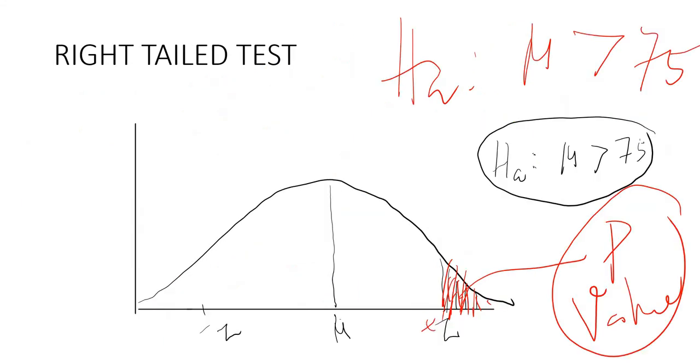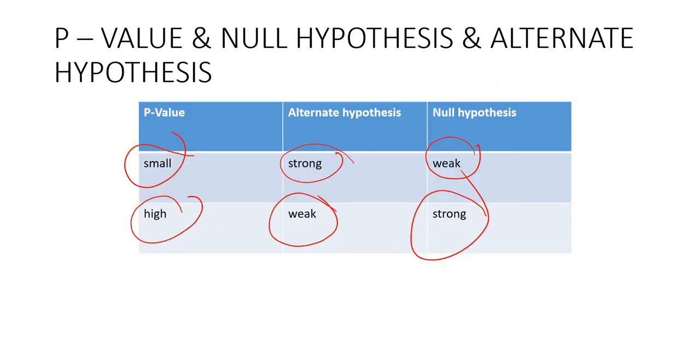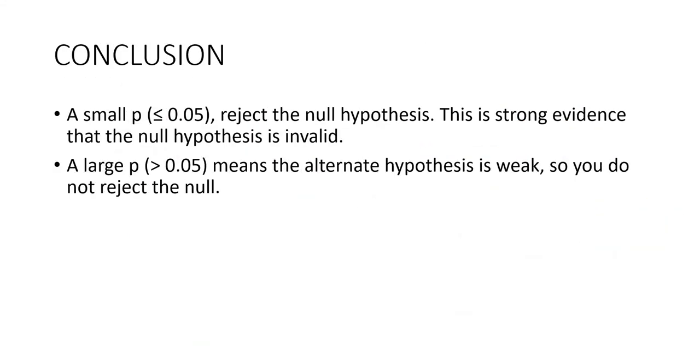So this is the concept of p-value. The p-value is used in hypothesis testing to help you support or reject the null. Based on the p-value, you should support or reject the null hypothesis. That's the most important point. If the p-value is small, you should reject the null hypothesis. If the p-value is high, you should reject the alternate hypothesis. Very simple. This is the final conclusion.